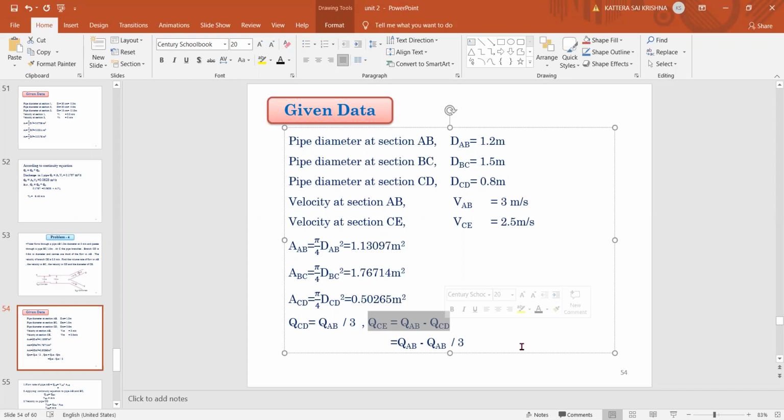Okay, then we already know QCD equal to QAB by 3. So that term you can substitute here to get QCE equal to QAB minus QAB by 3. If you have any doubt in this, please ask now. The last 2 lines of this slide, you can check whether you have any doubt, you can ask. Otherwise, I will go for the next slide.